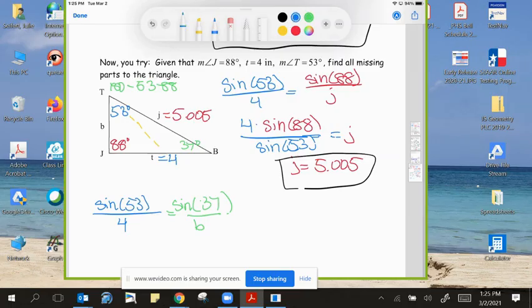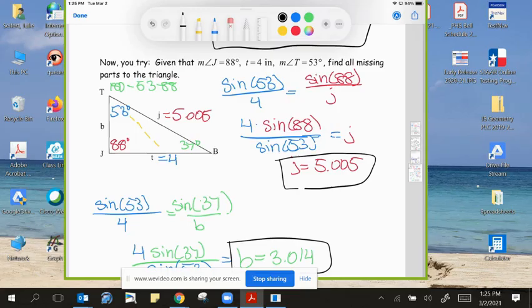So when we cross multiply to solve this, this will be 4 times sine of 37 over sine of 53 to get that B by itself. If we put that in the calculator, B is 3.014. And there's our value of B. Good.